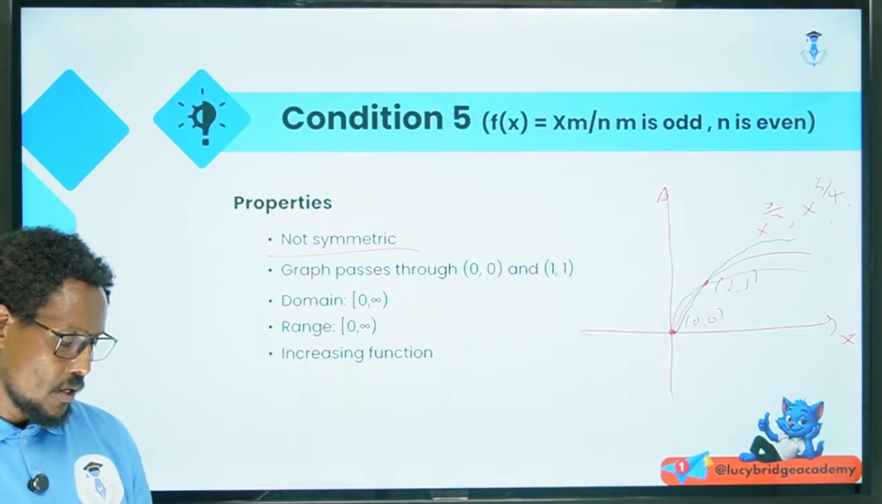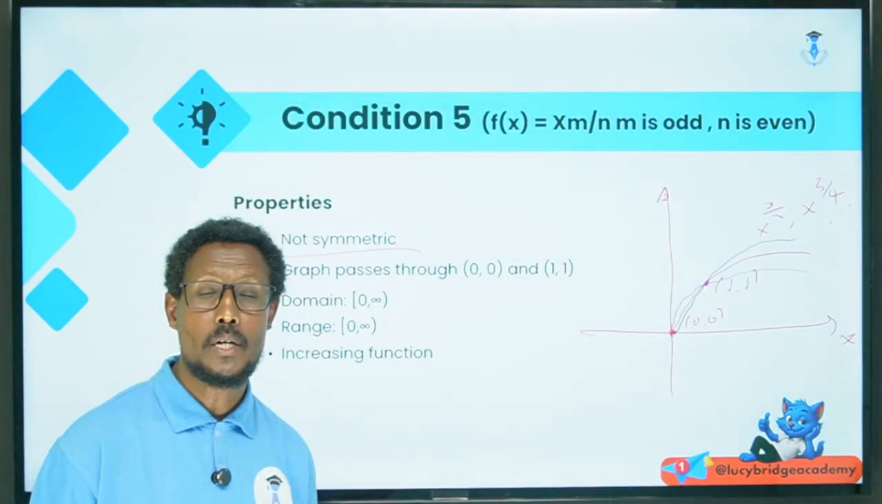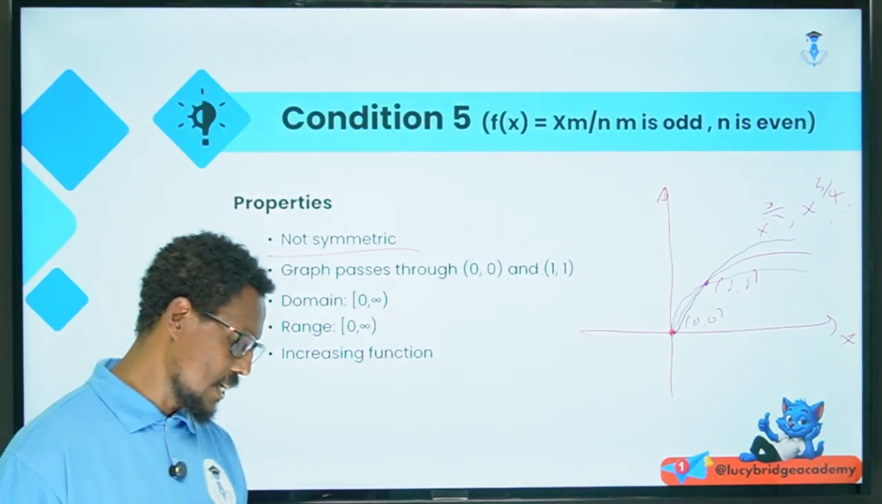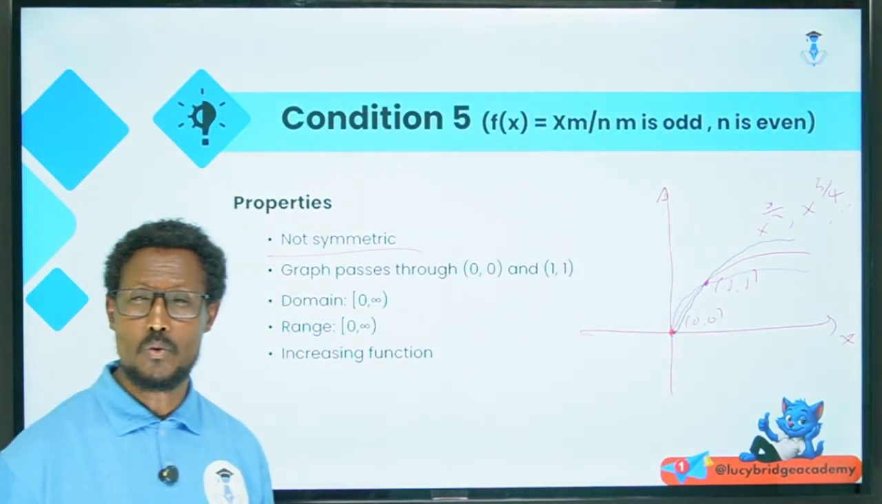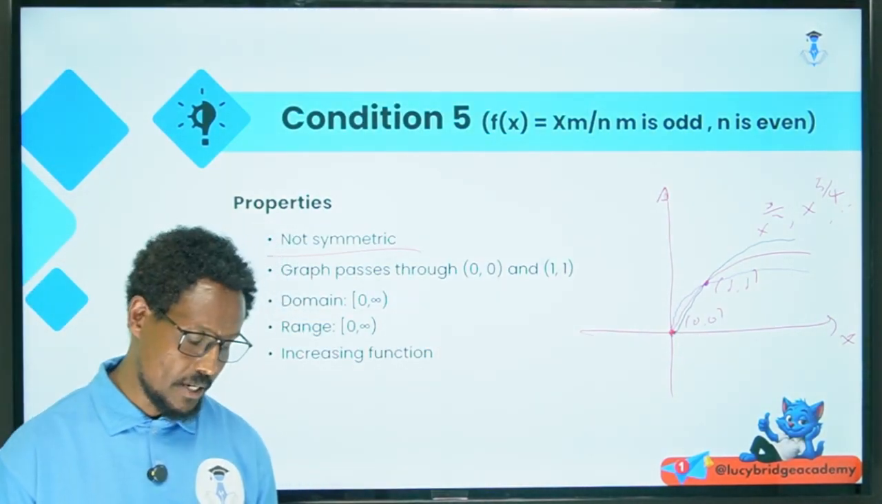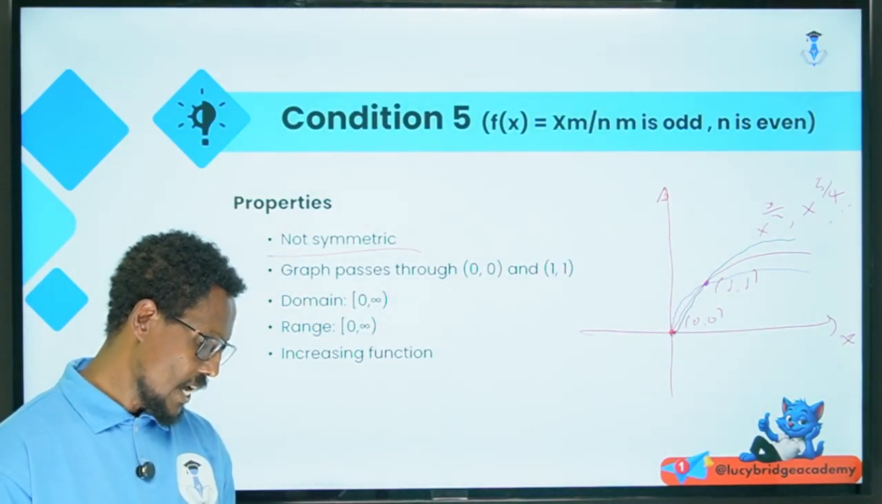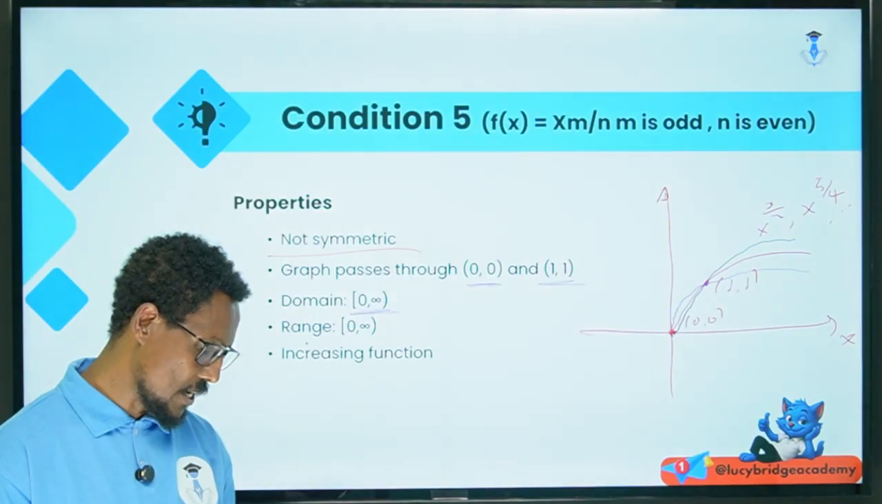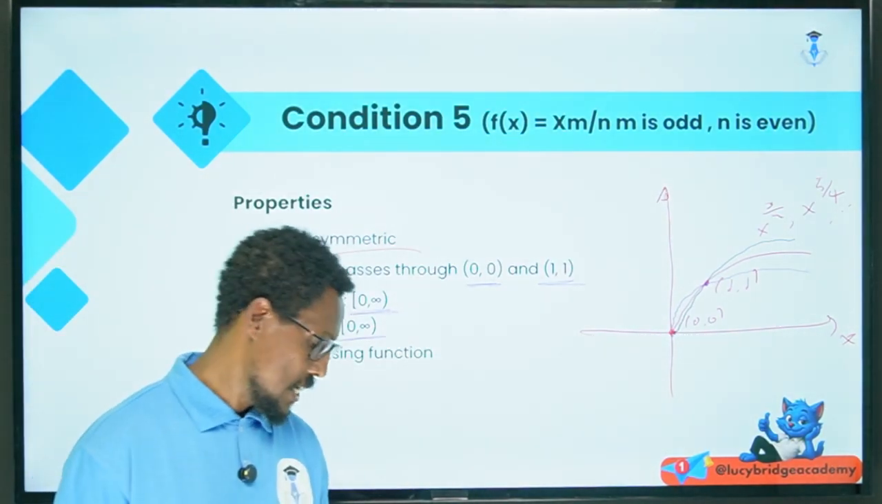So anyway, all the graphs have 1 and 0 as common points. But their domain is non-negative real numbers, greater than or equal to 0, and the range is also non-negative real numbers. The graph passes through 0, 0 and 1, 1, and the domain and range are non-negative real numbers. That means 0 and positive real numbers.